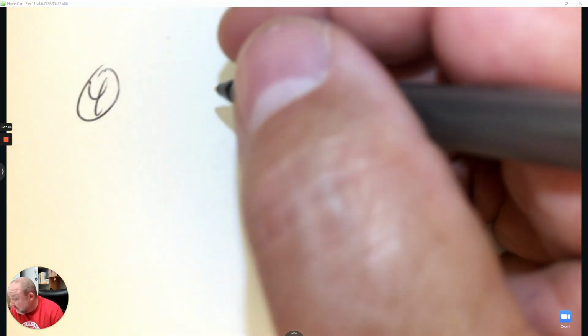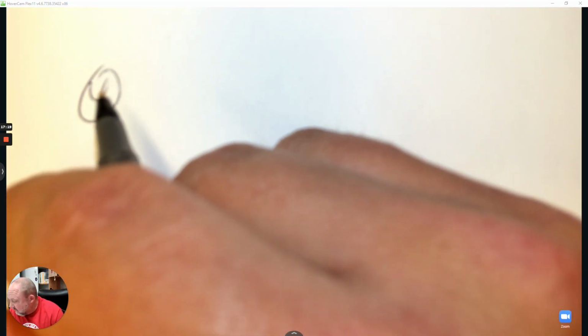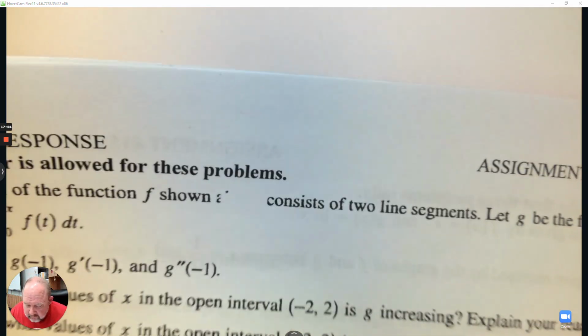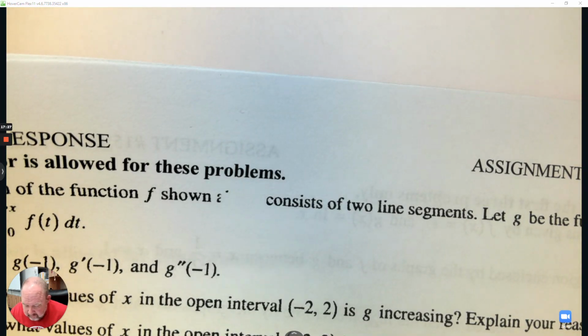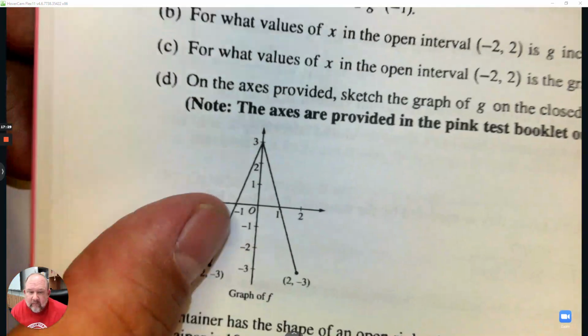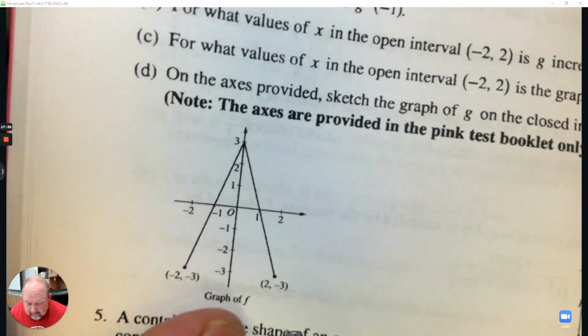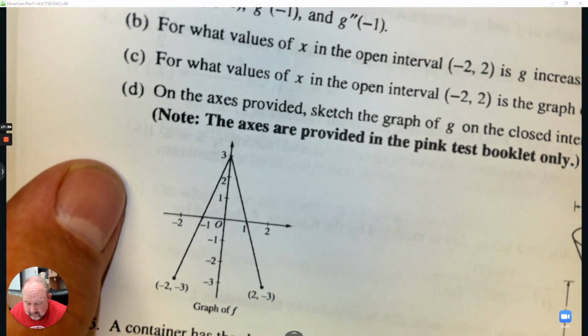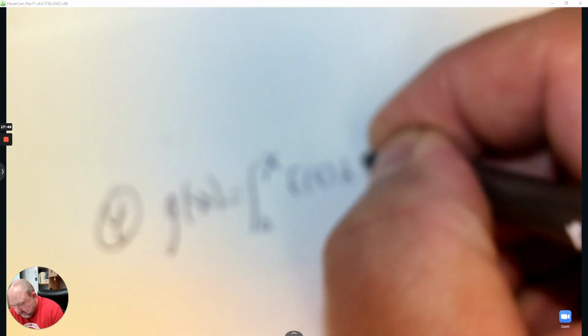Next, turn the page. We're halfway there. But we're doing it together. You're not doing it alone. The graph of the function f shown consists of 2 line segments right here. Let g be the function given by that. So here's another classic kind of question where you're given g of x equals the integral from 0 to x of f of t dt, and then it gives you questions.